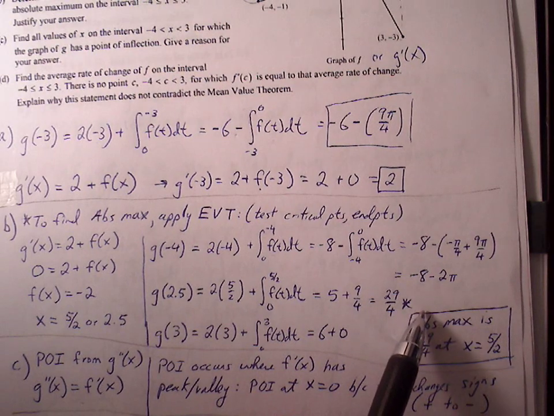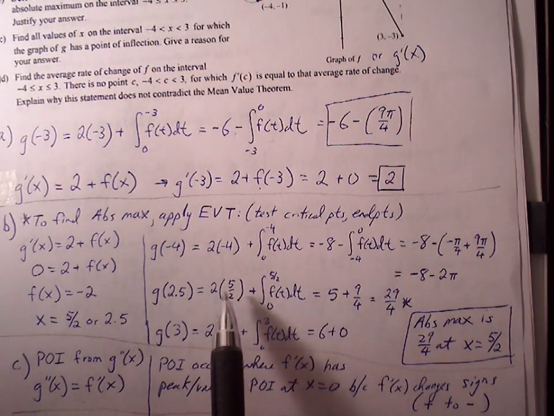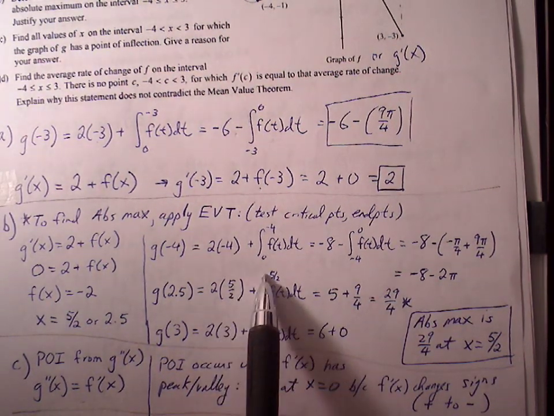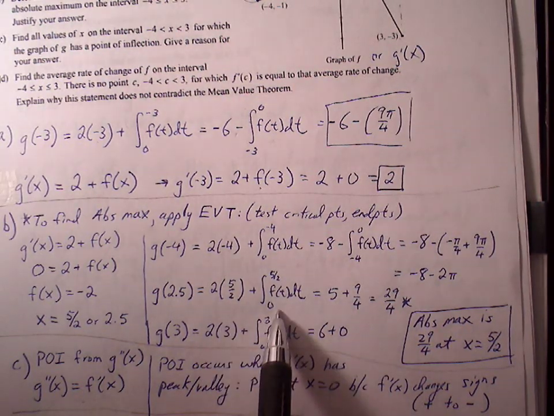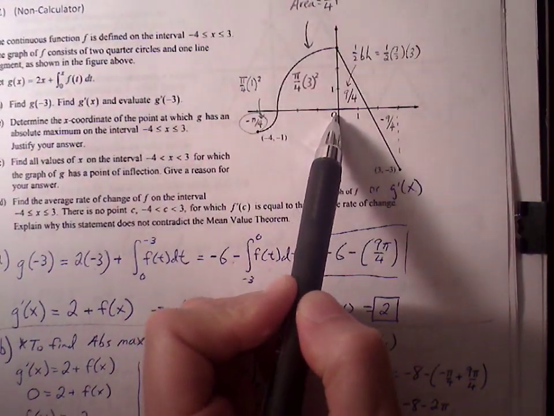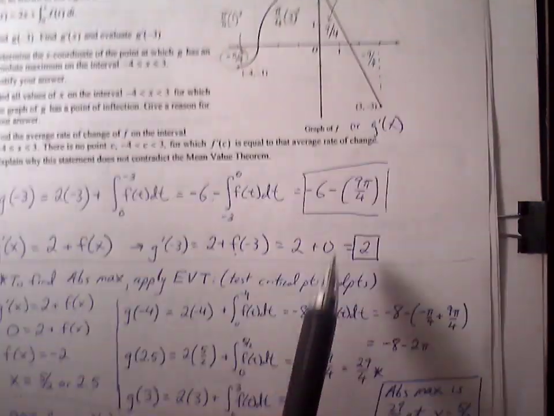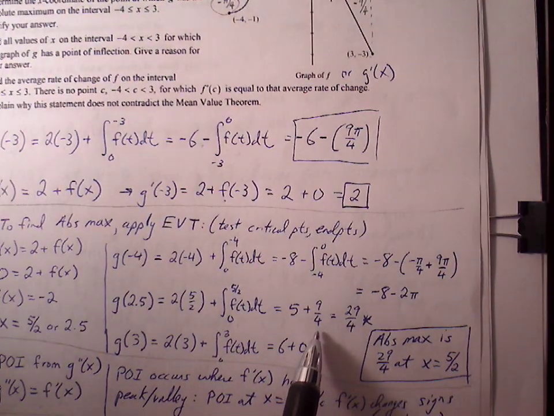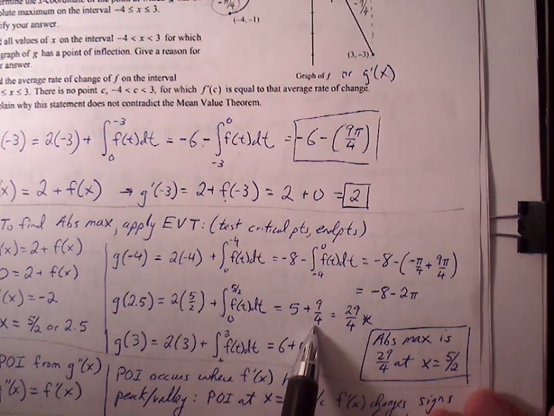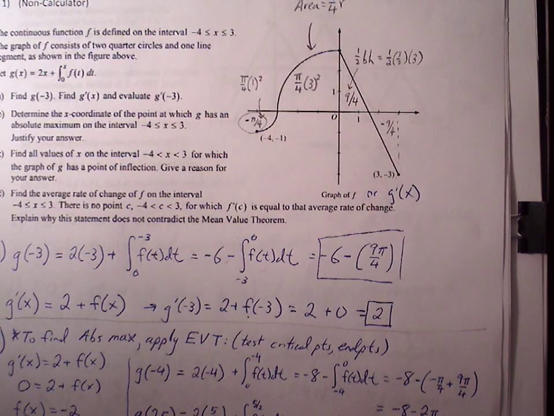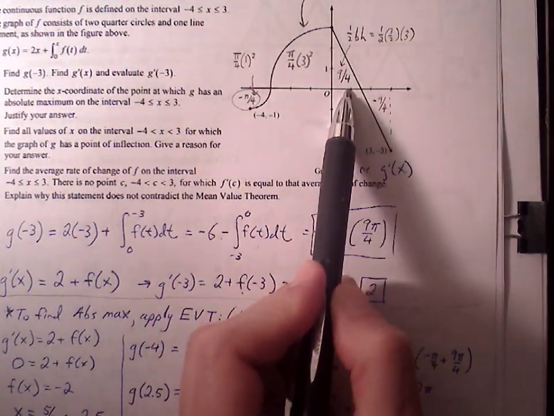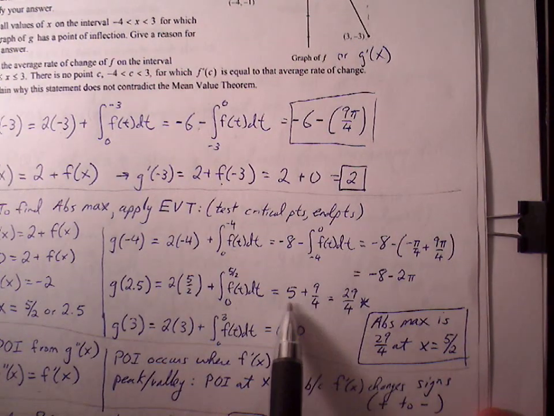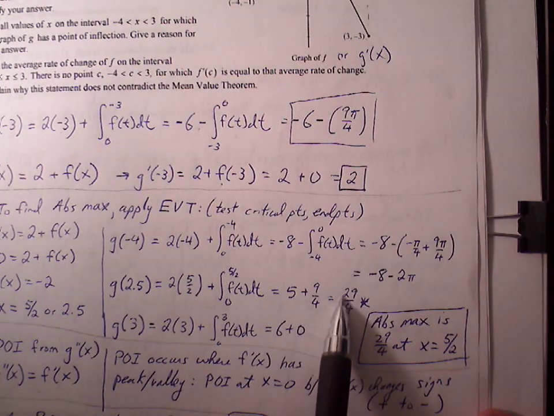At 2.5, we're going to plug 2.5 in for the x's, and 2 times 5 over 2 is just going to give us 5. The integral from 0 to 2.5 is going to be 9/4. Okay, so 9/4 there. So 5 plus 9/4 will give us 29 over 4.